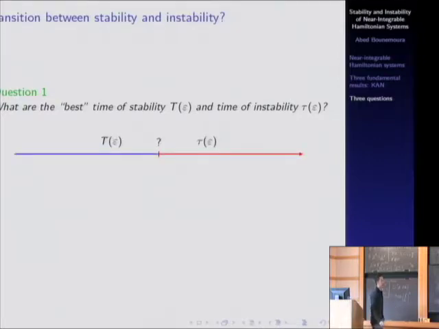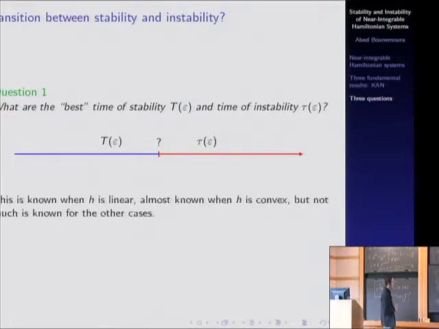So here's a picture to understand. You have a result that says that during some interval of time, this is the time scale if you want, you have blue, which means stability. It means that the solution does not move a lot. And after some time, it is possible to have instability. This is in red. So the question is, where is exactly the transition? Where exactly is this mark here? Okay.